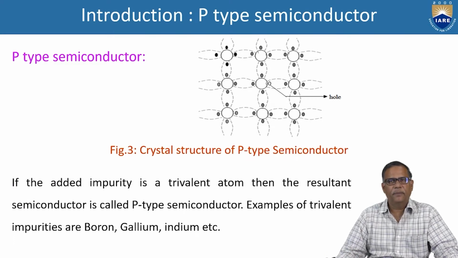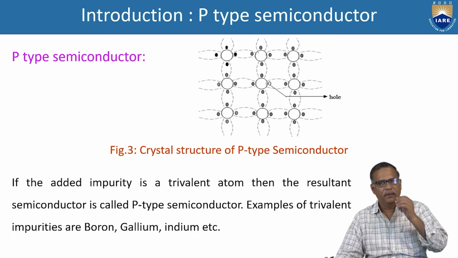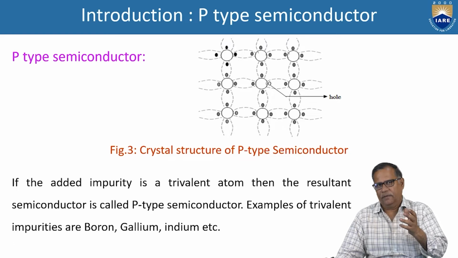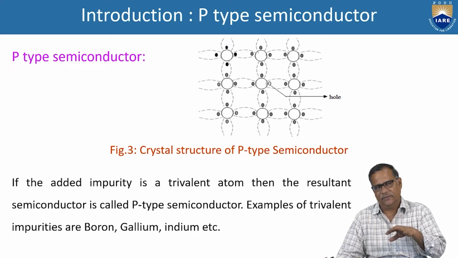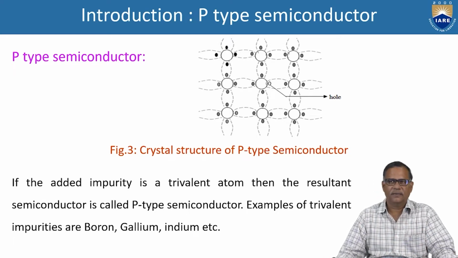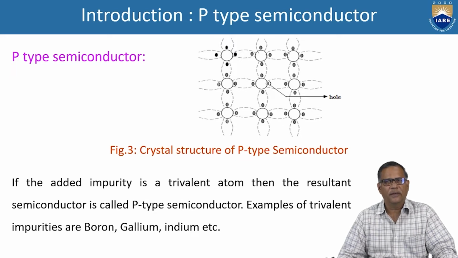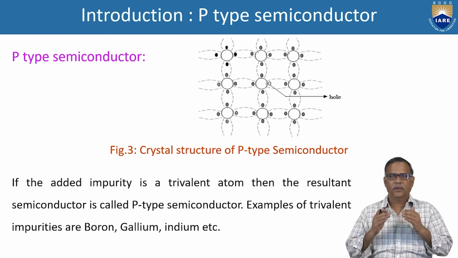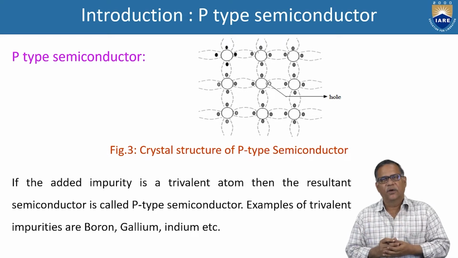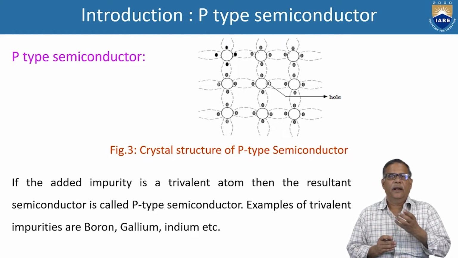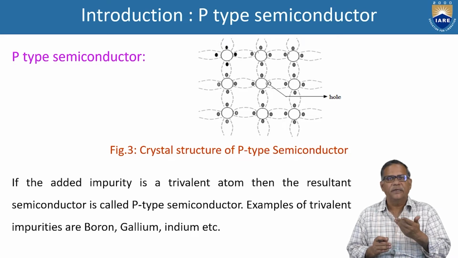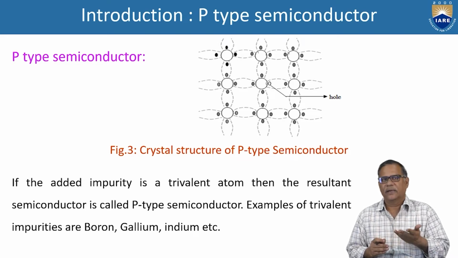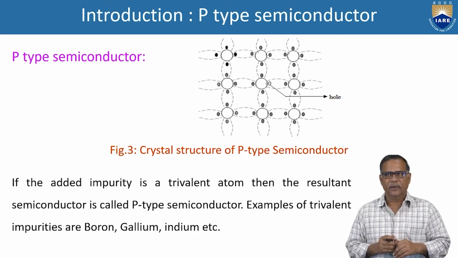Now similarly, the intrinsic semiconductor material is made into p-type by adding trivalent atoms. So what is a trivalent atom? A trivalent atom is an atom which has 3 valence electrons. What are the examples of trivalent atoms? Boron, gallium and indium. These are the 3 materials which have 3 valence electrons, and by adding these trivalent atoms to the intrinsic semiconductor material, it will get converted into p-type semiconductor material.